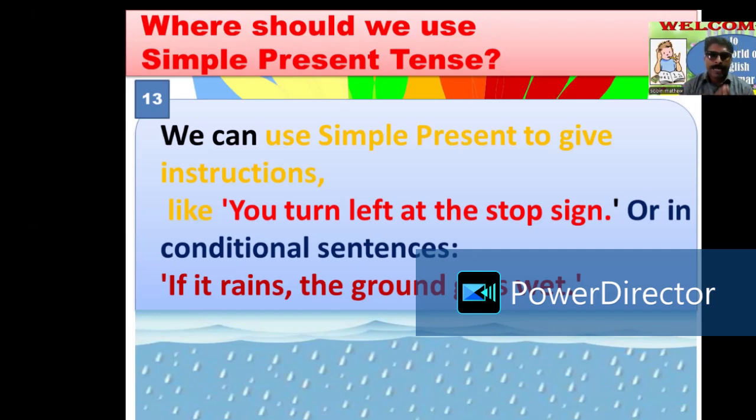First one was Anaha, who gave an example for instruction, and Siddharth gave an example for conditional sentence. Let's move to the next slide.